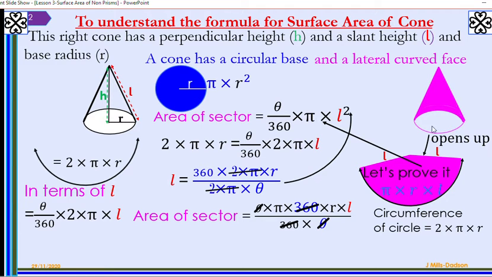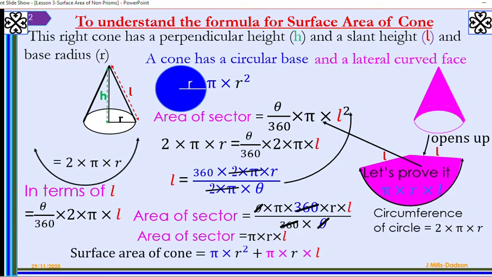So the lateral curved side of a cone is given by pi times the radius times the slant height. So now the total surface area of a cone is the area of the base plus the area of the lateral curved side, which is given by pi r squared plus pi r L. So this is how the formula comes into being.